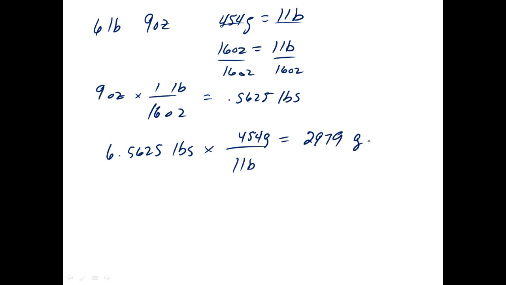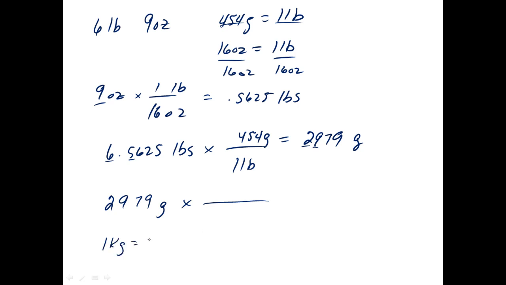2979 grams. Well, that's a large number. Nobody wants to deal with a number that large, especially when we only have really 2 significant figures here. So let's convert the 2979 grams into kilograms. So we have to know the relationship between a kilogram and a gram.